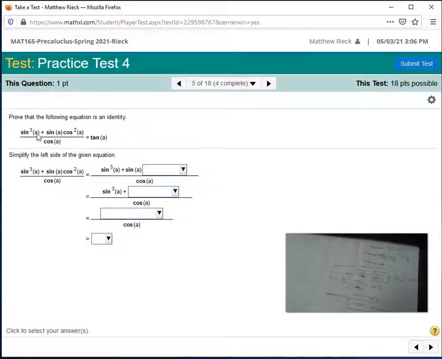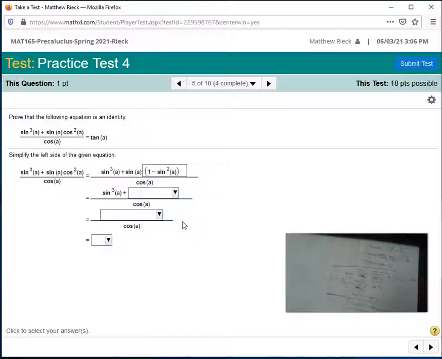All right, so here you want to prove that sine to the third plus sine of a, cosine squared of a, divided by cosine of a, is equal to the tangent of a. So here the thing that's changing is my cosine squared. I'm looking for the thing that is equal to cosine squared. That's going to be 1 minus sine squared, again using the Pythagorean identities there.